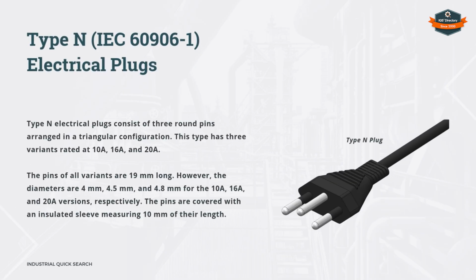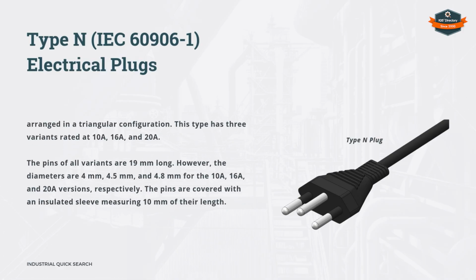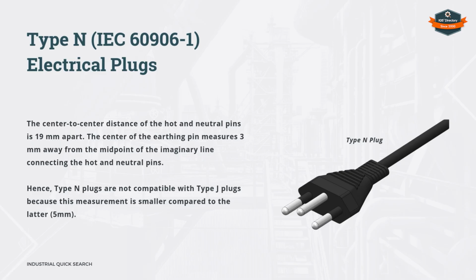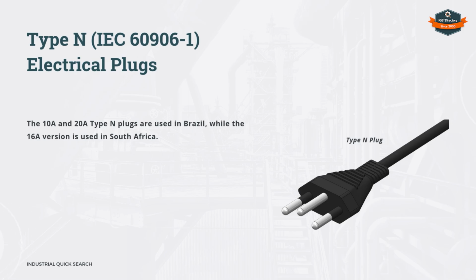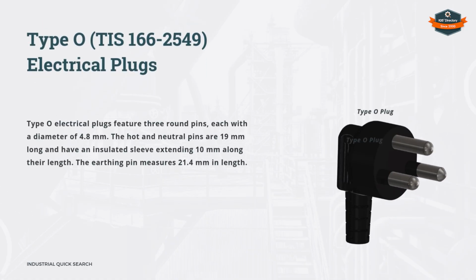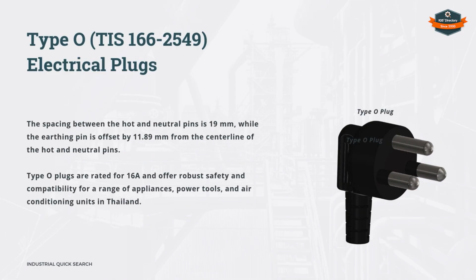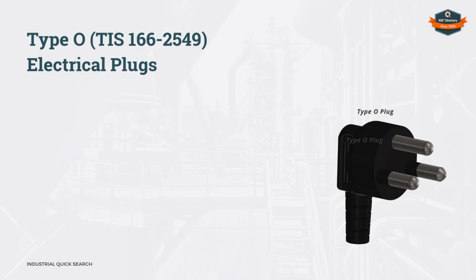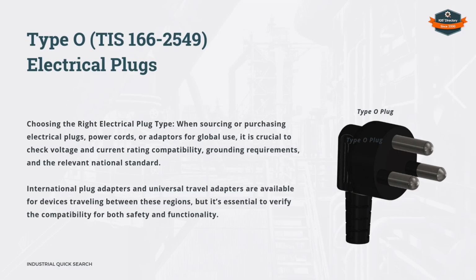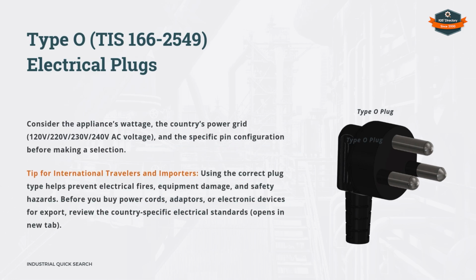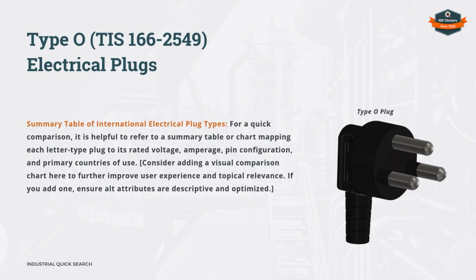Type N, IEC 60906-1 electrical plugs. Type O, TIS 166-2549 electrical plugs. Summary table of international electrical plug types.